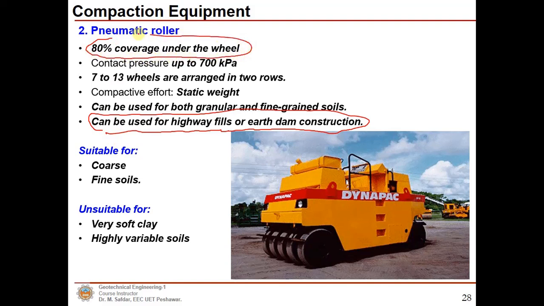80% coverage area under the wheel, as you can see there are some spaces in between those wheels. Contact pressure is 700 kilopascal, and 7 to 3 wheels are arranged in 2 rows, in the front row and the back row. Compaction effort is static, suitable for the coarse and fine grained soils, but might not give you good results in very soft clays and highly variable soils or poorly graded soils.